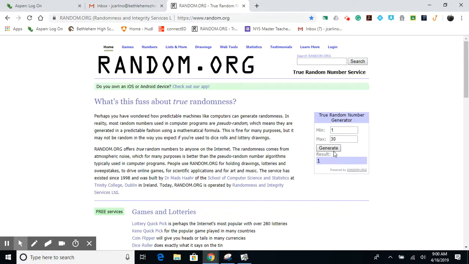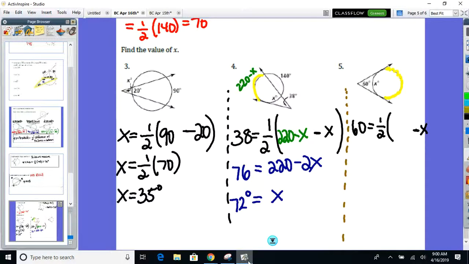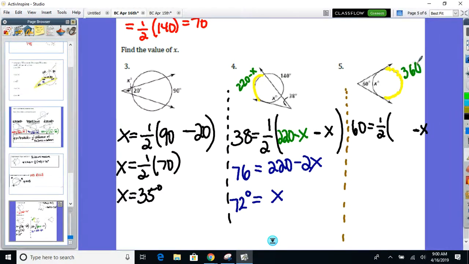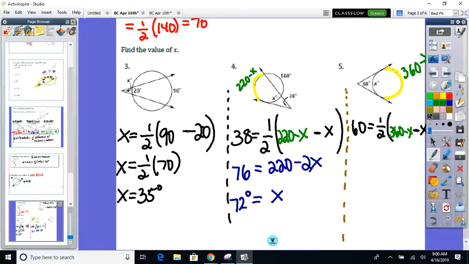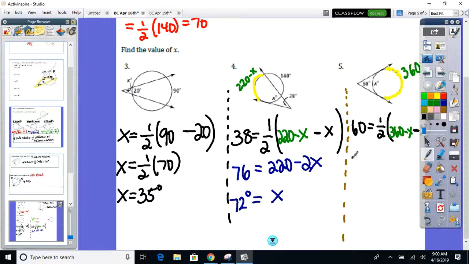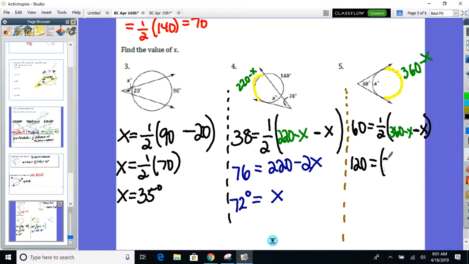Suggestion? Anything? Hey, Meg. Hi. You could do 360 minus x. There you go. Both arcs total 360, so I can do 360 minus x minus x. Multiply both sides by 2. I get 120 equals 360 minus 2x. And then you guys can go nuts now.